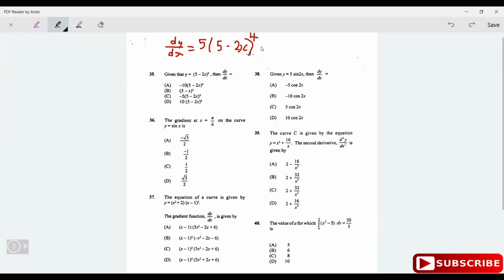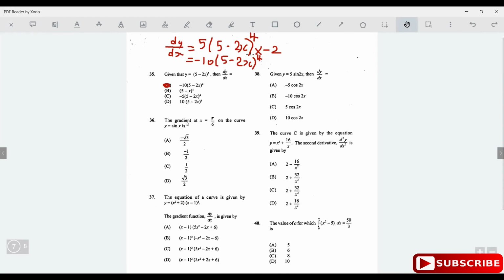Then you multiply it by the derivative inside the bracket, which is negative 2. And 5 times negative 2 is just negative 10. So we get negative 10 times 5 minus 2x to the 4th power, which is option A.